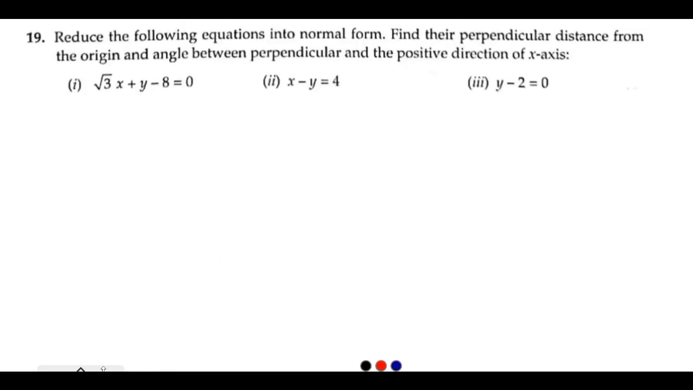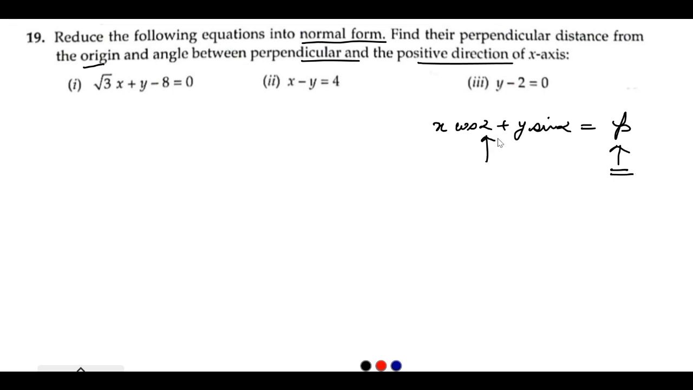Question number 19. Reduce the following equations into normal form. Find their perpendicular distance from the origin and angle between the perpendicular and the positive direction of x-axis. Normal form is x cos alpha plus y sin alpha is equal to p, where p is the length of perpendicular from the origin and alpha is the angle between perpendicular and the positive direction of x-axis. Means we have to convert the given equation in this form and find p and alpha.